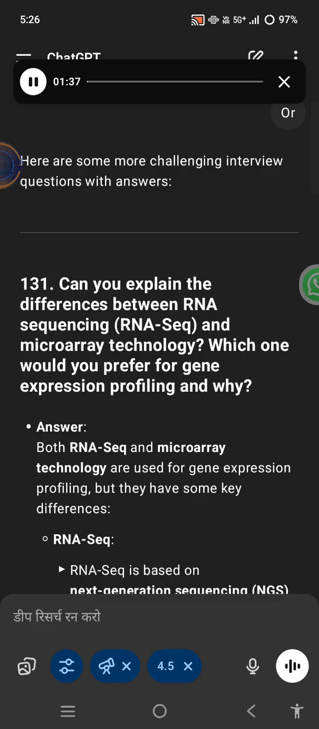For example, palivizumab is a mAb used to treat respiratory syncytial virus, RSV, infections in infants. Cardiovascular diseases. Some mAbs are used to prevent heart attacks or stroke by targeting specific proteins like PCSK9, which regulates cholesterol. 127. What is the difference between biosimilars and biologics, and what challenges do biosimilars face in the market?